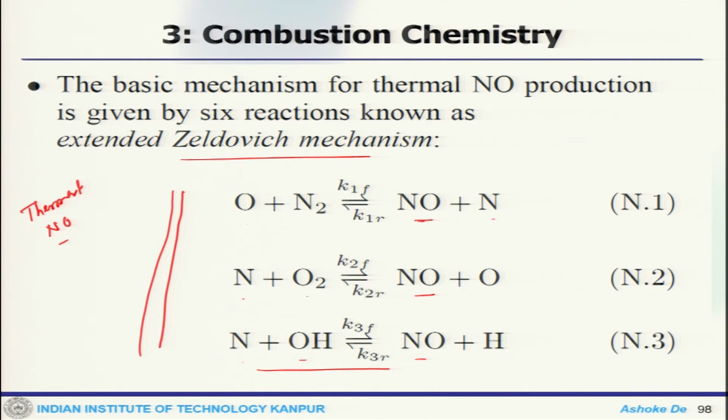Now, if you look at it, the contribution of reaction 3 is small for a lean mixture, and for a rich mixture it is considerable. That means if the mixture is lean, then this contribution is small. If the mixture is rich, then this is considerable.